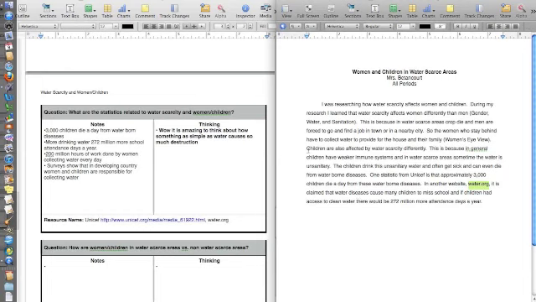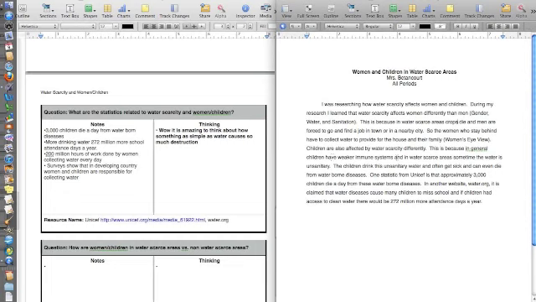I was researching how water scarcity affects women and children. During my research, I learned that water scarcity affects women differently than men. This is because in water scarce areas, crops die and men are forced to go and find a job in town or in a city nearby. So the women who stay behind have to collect water to provide for the house and their family.